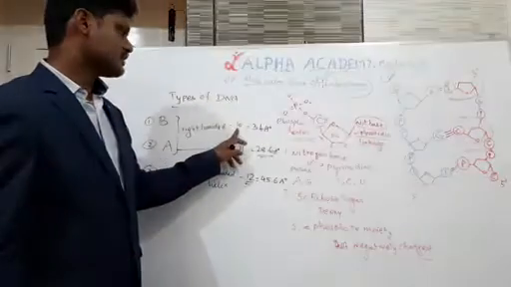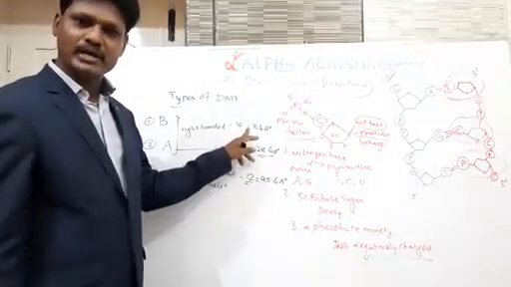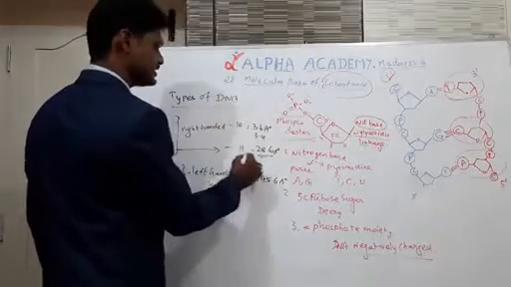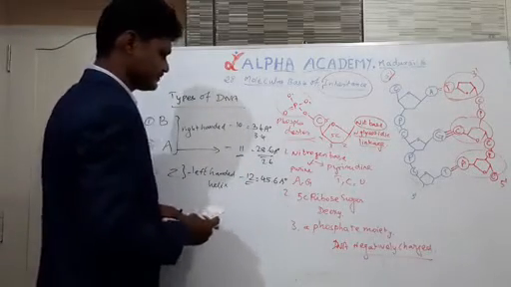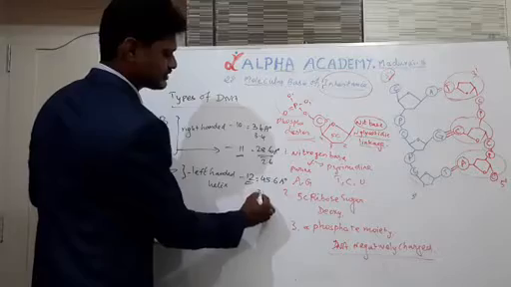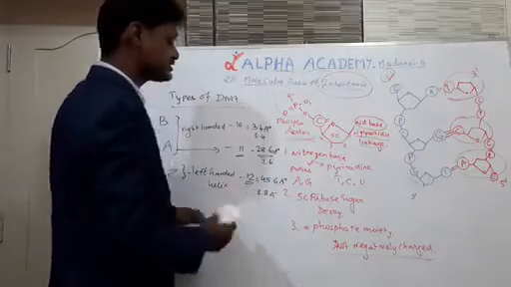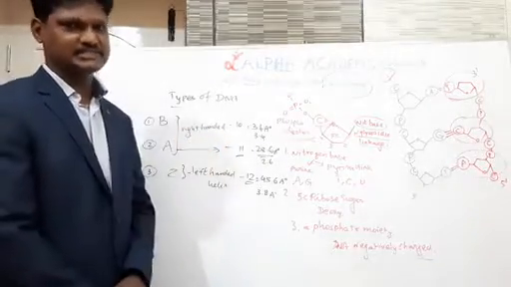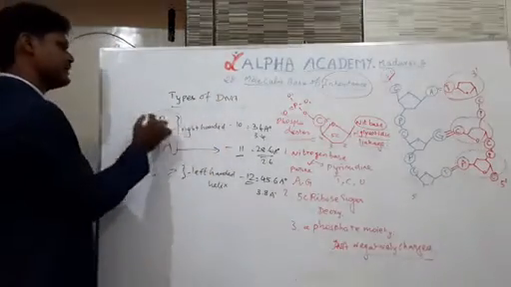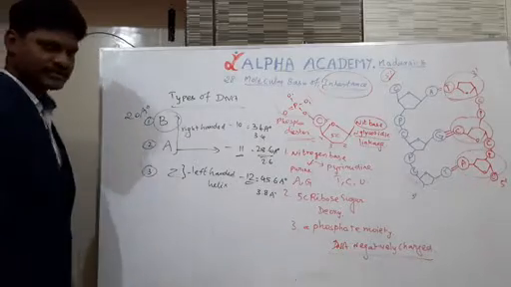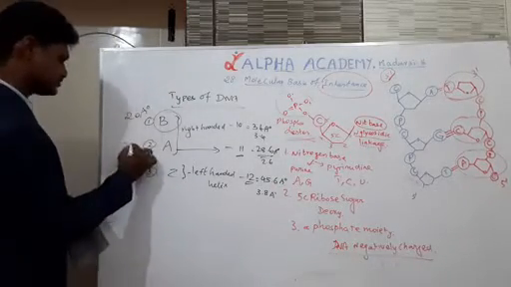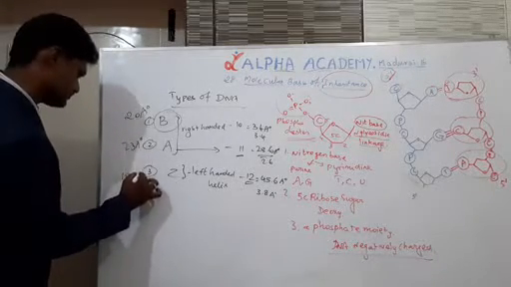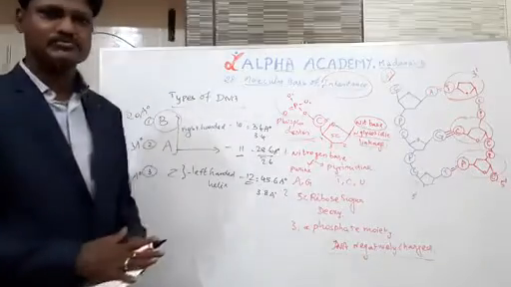One full turn length has 10 nucleotides, which means one nucleotide distance is 3.4 Angstrom. Here 11 nucleotides are there, so 2.6. Here 12 nucleotides are there, so 3.8 Angstrom. These are the one nucleotide distances of A, B and Z DNAs. See, the diameter of B DNA is 20 Angstrom. The diameter of A DNA is 23 Angstrom. The diameter of Z DNA is 18 Angstrom. So, there are three types of DNA.